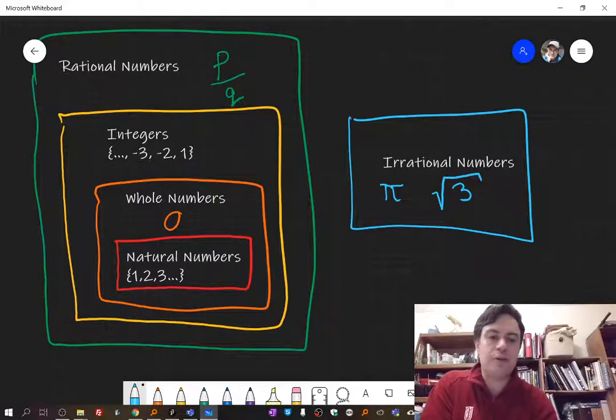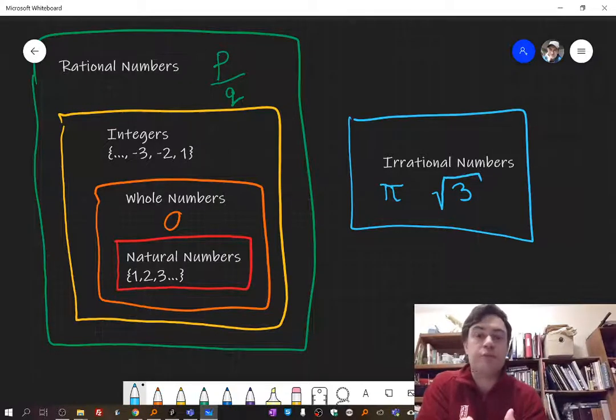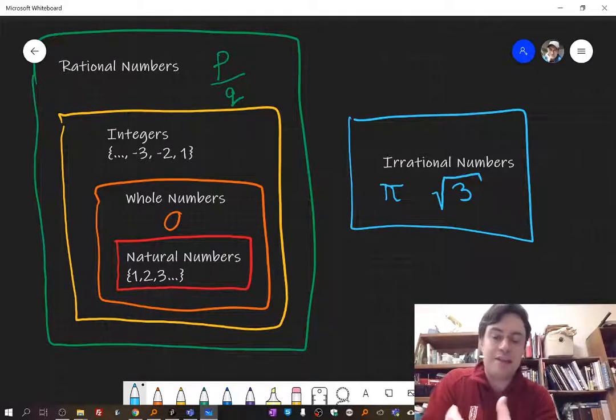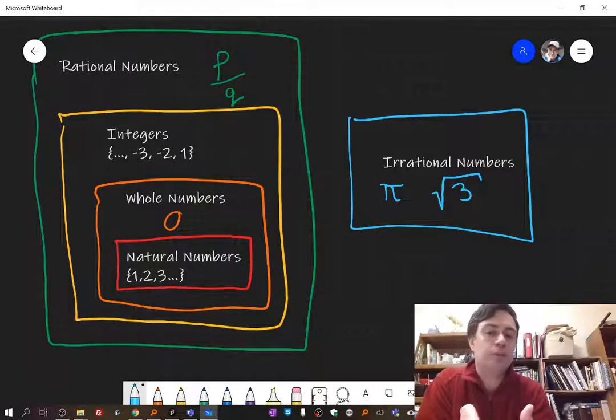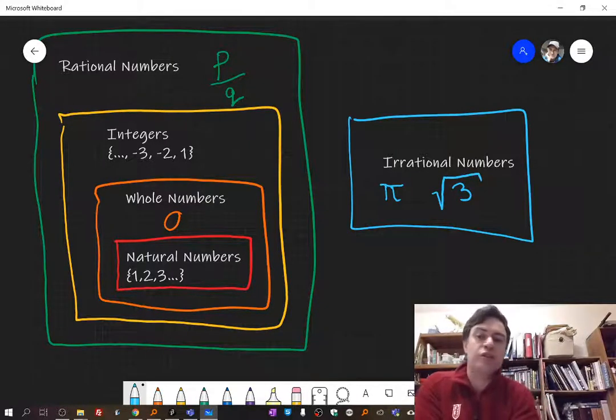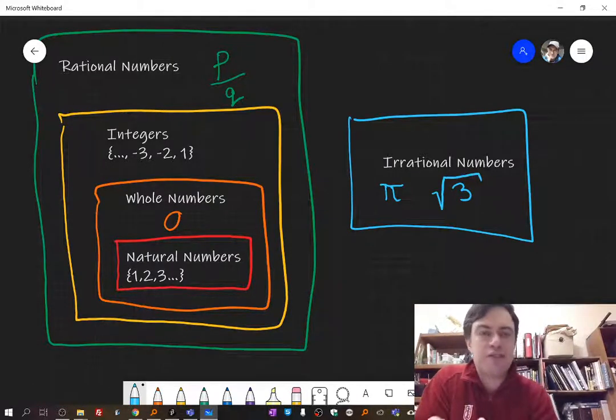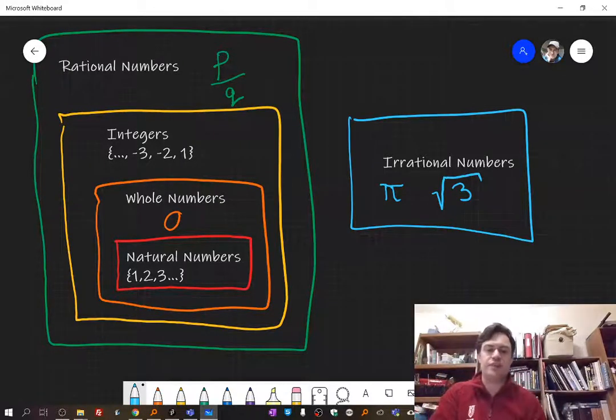Not all square roots are irrational numbers though. For example, the square root of a perfect square, like the square root of 4, is actually a natural number, which also makes it a whole number, an integer, and a rational number as well. Because the square root of 4 is just 2, so that's not irrational. So you've got to watch out for those things.